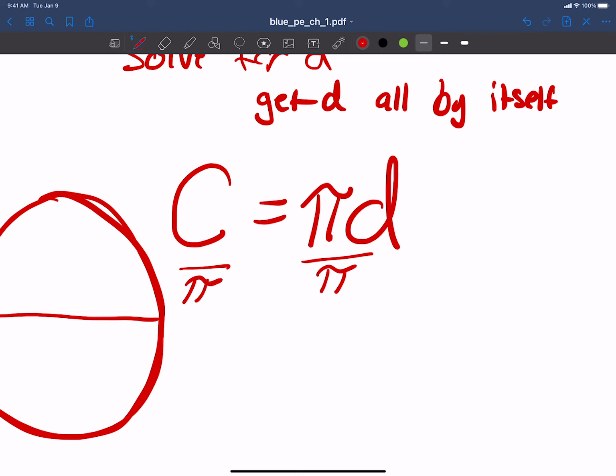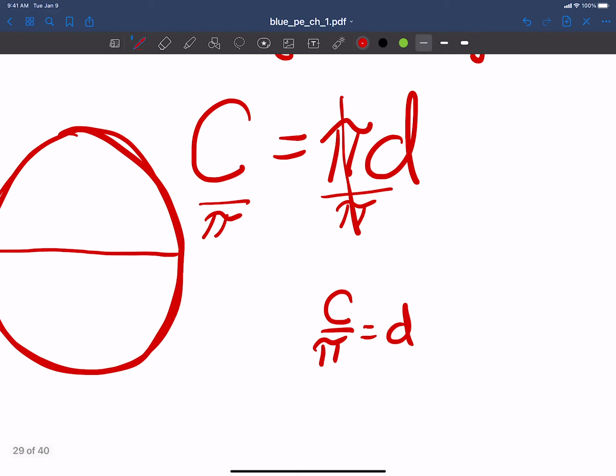Now, pi over pi, that's like saying 3 over 3, right? That's just one whole. But pi is just a number, so pi over pi is one whole, so it's gone. That leaves me with C over pi equals D. Did I get D all by itself? Yes, I did. Did I solve for D? Yes, I did. D equals C over pi. That's literally what we're doing in this chapter. We're just getting variables by themselves.